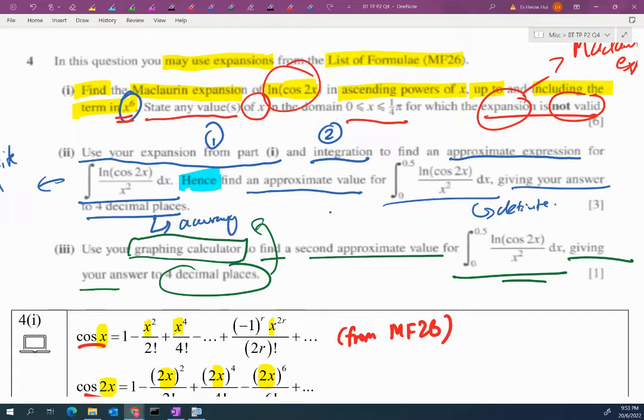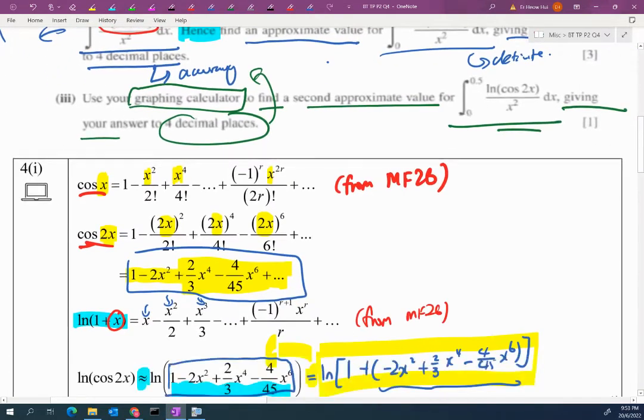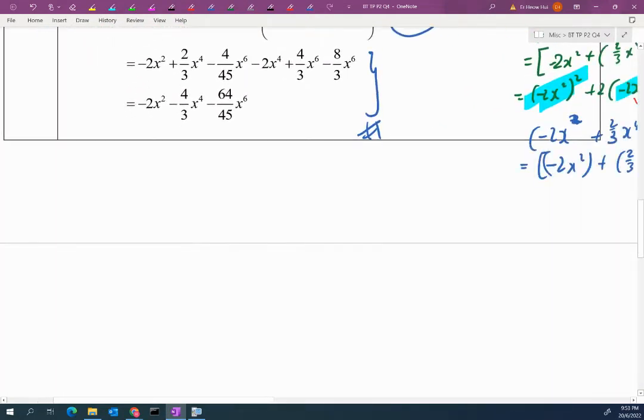All right, in the next part of the question, you are told to find an approximate expression for this indefinite integral that we mentioned earlier. The approximate integral expression technically is for ln cosine 2x, right? Because you already found the Maclaurin's expansion, which will approximate this particular function in part 1.